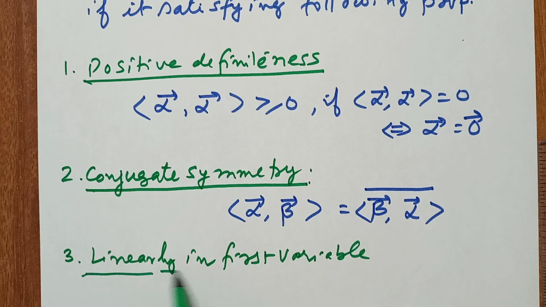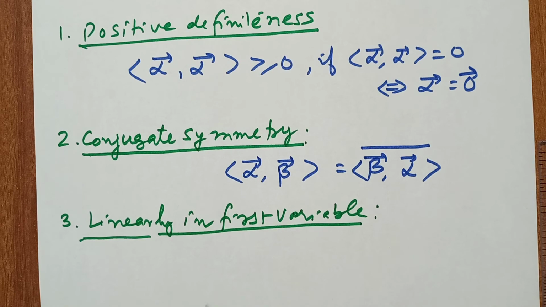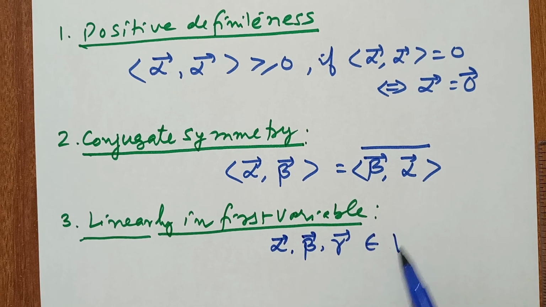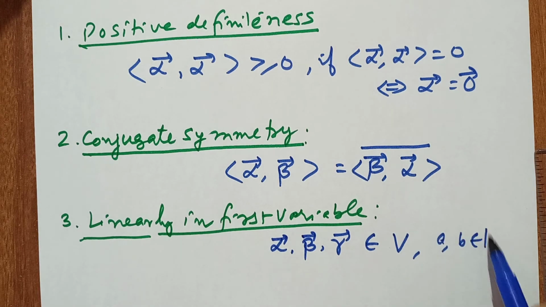So this is the third property. First variable means this is first and this is second. This is linear in the first variable, meaning if alpha, beta are two vectors and a, b are scalars, that is alpha, beta, gamma belong to V, and a and b belong to F.